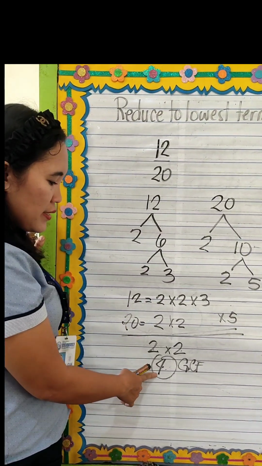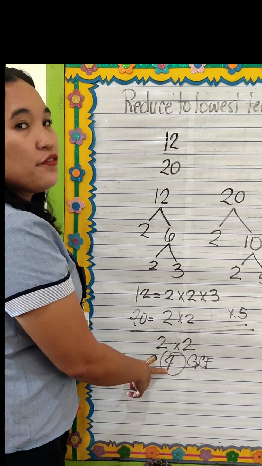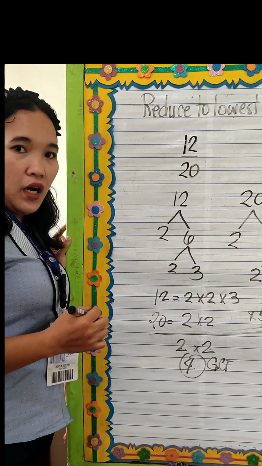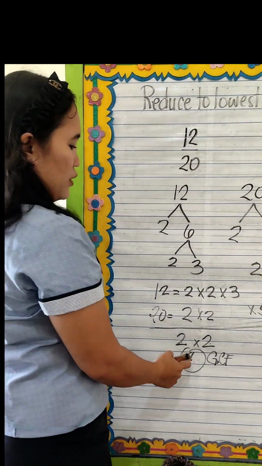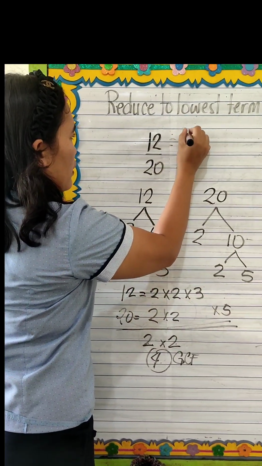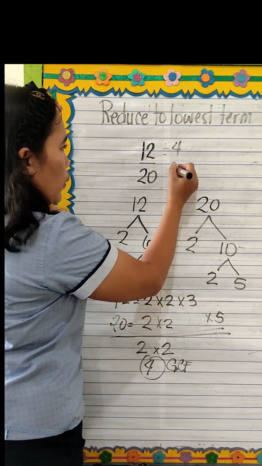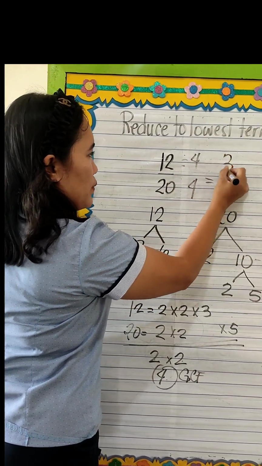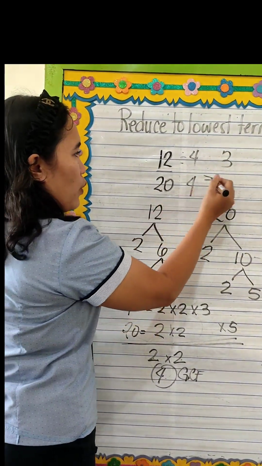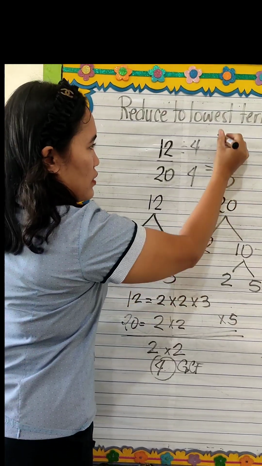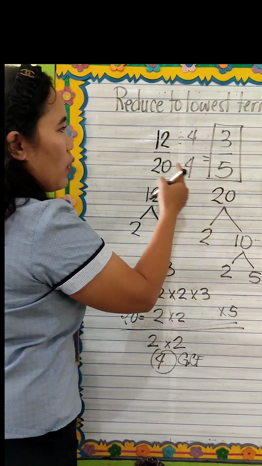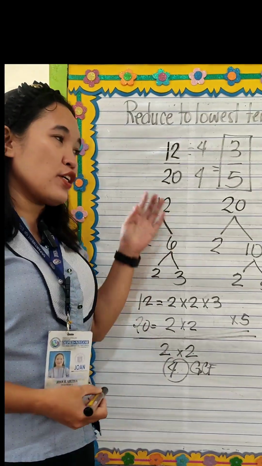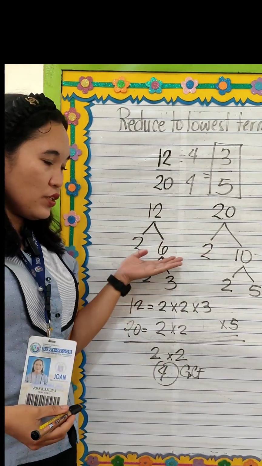So we need to use this number as a divisor for the numerator 12 and 20 so that we could come up with its lowest term. So divide 12 by 4, divide 20 by 4. So 12 divided by 4 is equal to 3, and 20 divided by 4 is 5. So this is now the lowest term of the fraction 12 over 20, which is correct as I've answered it a while ago without using this one.